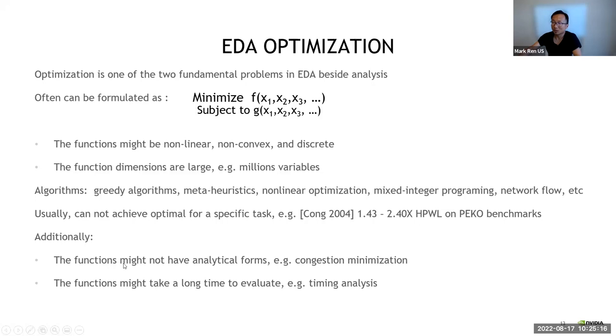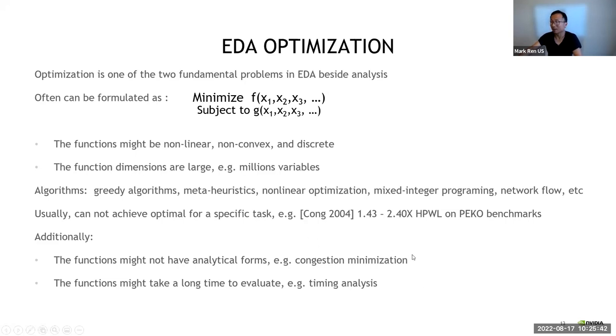Additionally, these functions might not have an analytical form. For example, congestion minimization: how do you analytically come up with a congestion formula? Very hard. And this function evaluation might take a long time, like timing analysis, IR drop analysis, which take a long time. So these are the challenges of EDA optimization.